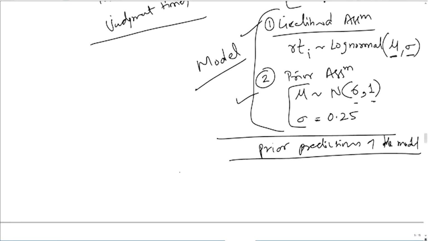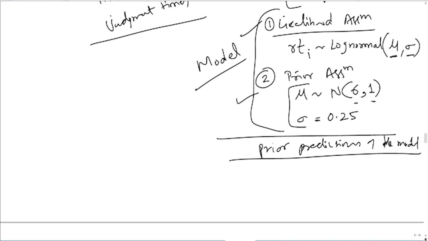There is a more technical name for this. You will see prior predictive density and prior predictive data, which you would technically see used more in this context. But basically the point is the same: we are trying to generate prior predictions of the model. How do I generate prior predictions?